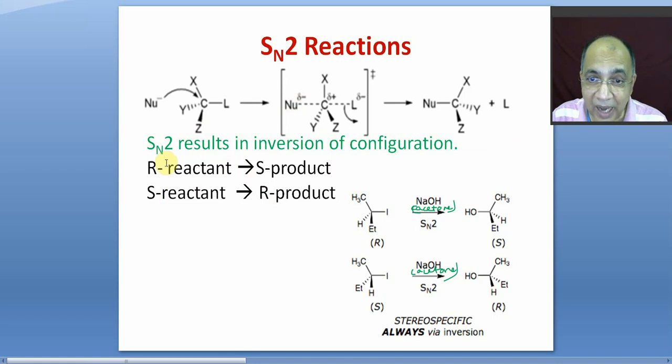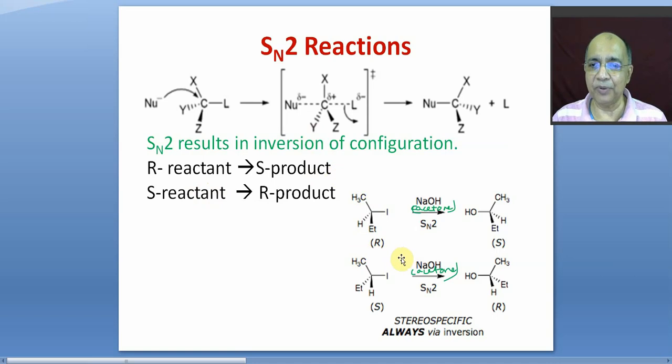A particular reactant R is giving S product, and the other stereoisomer, its enantiomer, is giving its enantiomer. The reactants are enantiomers, the products are enantiomers. Product is different from reactant, but the reactants in the two reactions are enantiomers, and the products in the two cases are also enantiomers. They can also be diastereoisomers. In other examples, we shall find there can also be diastereoisomers.